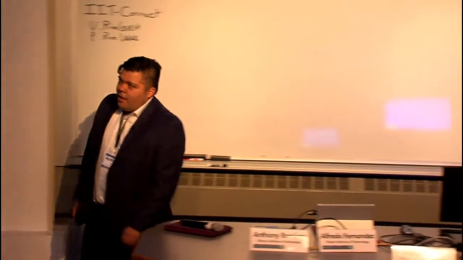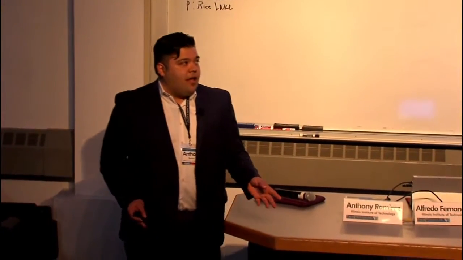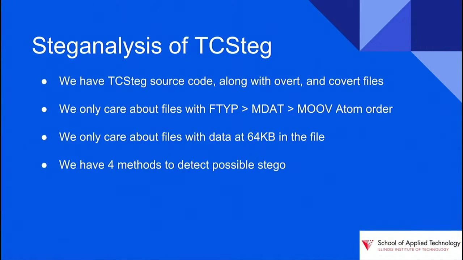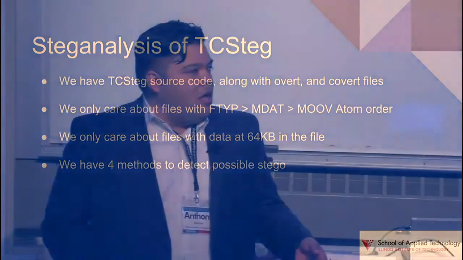So for our Steg analysis, we're only going to consider certain types of files. The first thing we're going to look at is files that are arranged where the atoms are FTYP, MDAT, and then MOV. So you're not going to be able to hide a volume in an MP4 file where the MOV comes before the MDAT. This will make more sense as we go along in our presentation. Another thing is we're looking for data in the 64 kilobyte range to 128 kilobyte range. Again, along with what Alfredo was saying, there's always a header there. And again, this is going to make more sense as we continue on.